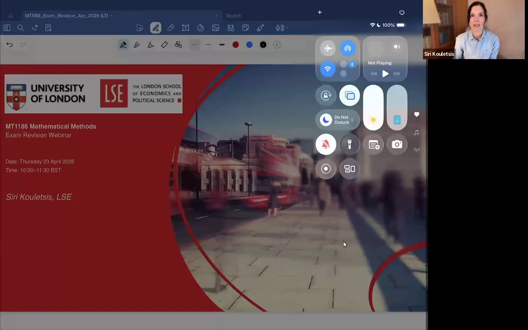So what we're going to do today is focus on solving exam style questions. So if you want to grab pen and paper or a tablet so that you can jot down some calculations as we go along, then please feel free to do so now.